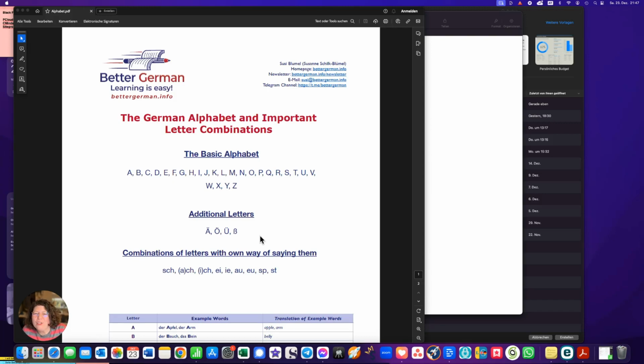Hello! Today we're going to cover the German alphabet, very basic. There is a lot that we can say about it. I'm just going to give you an introduction. So the alphabet, of course, is that set of letters that we consider a complete set. These are all the letters, all the symbols that we use to record our language.